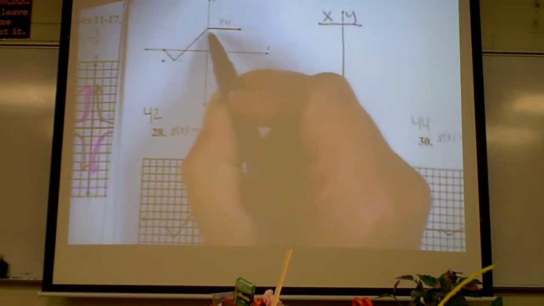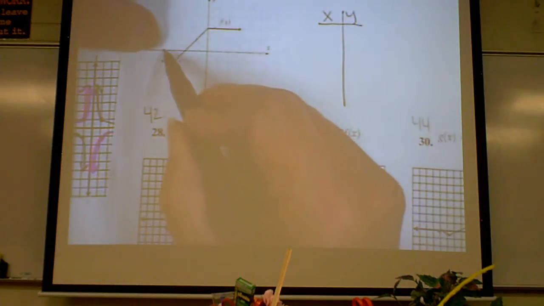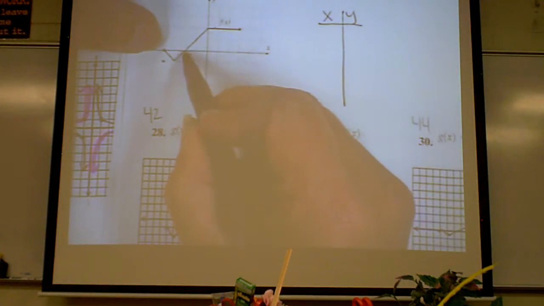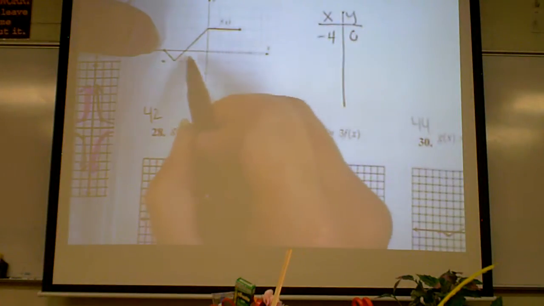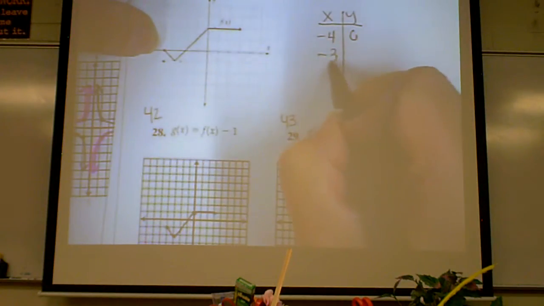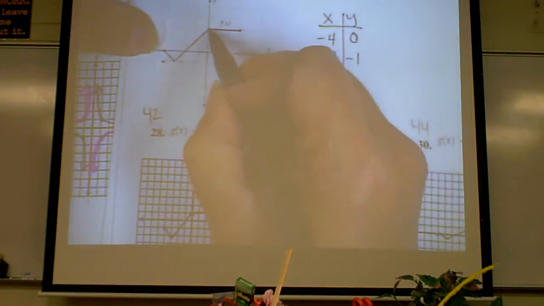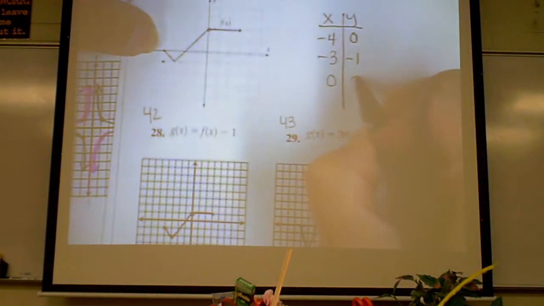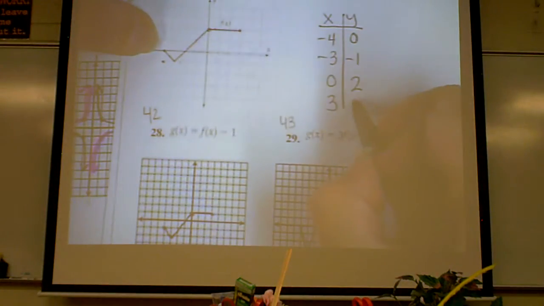You may want to write these points going from left to right. So what would this ordered pair be? -1, -2. I think this is -4, 0, because it's so light. This would be -3, -1. I would go to this next one, this is 0, 2. And I would go right to this one, this is 3, 2. That's good enough.